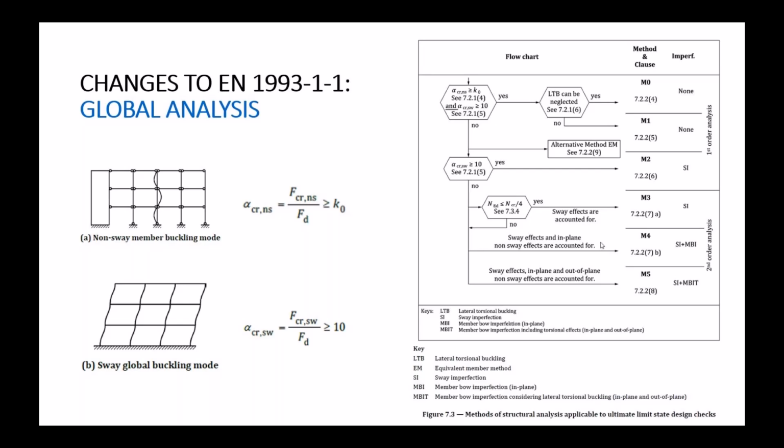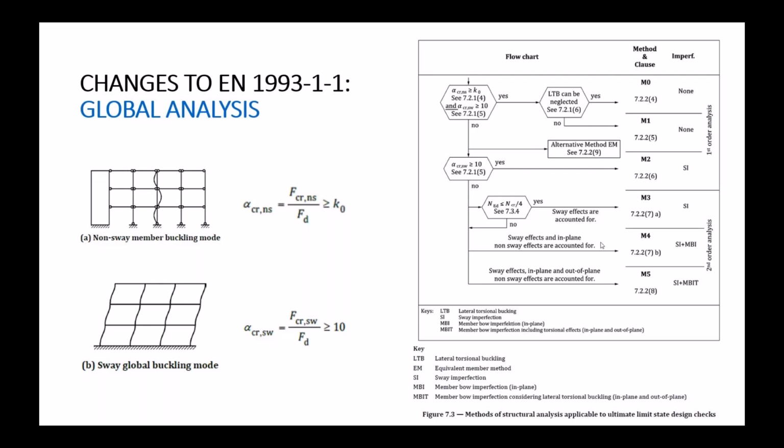So we all know the rule with the alpha critical for this global buckling mode. If this one is over 10, then we can use first order analysis, and if it's lower than 10, then we need to do a second order analysis with the imperfections that come with it. This has remained unchanged.